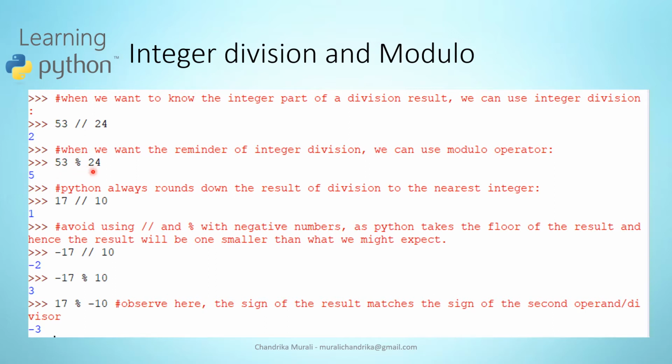53 % 24, this percentage is the modulo operator. It is used to calculate the remainder when 53 is divided by 24. So when 53 is divided by 24, 2 is the quotient and 5 is the remainder.